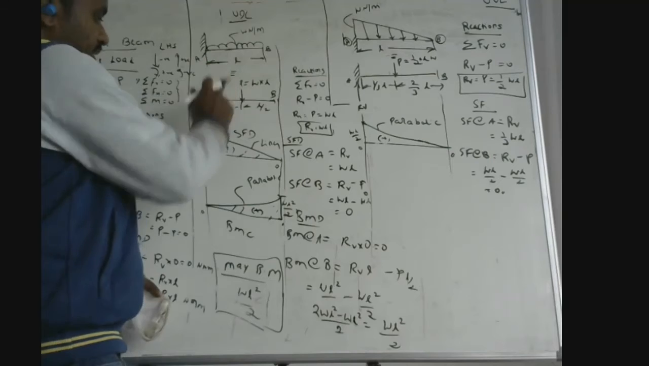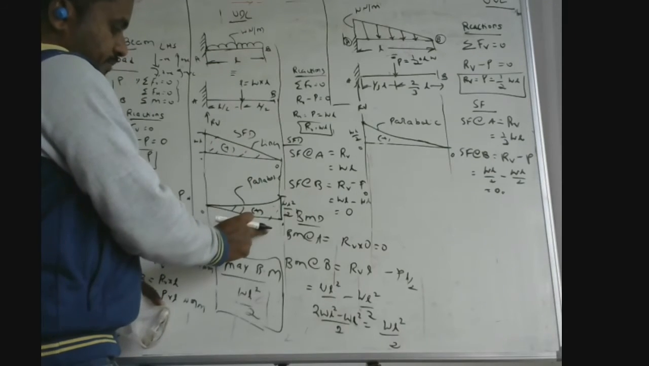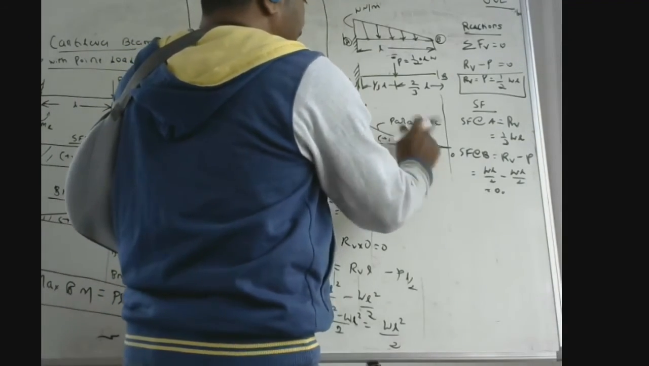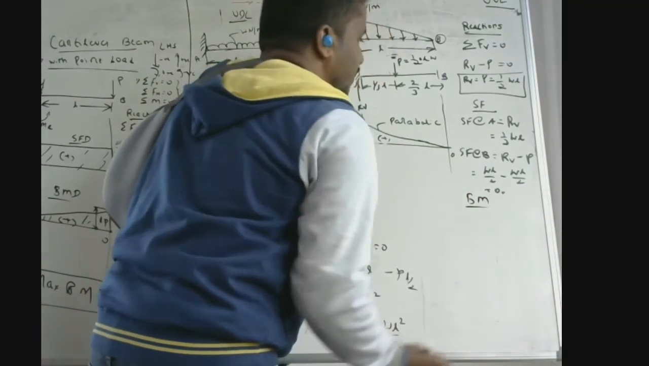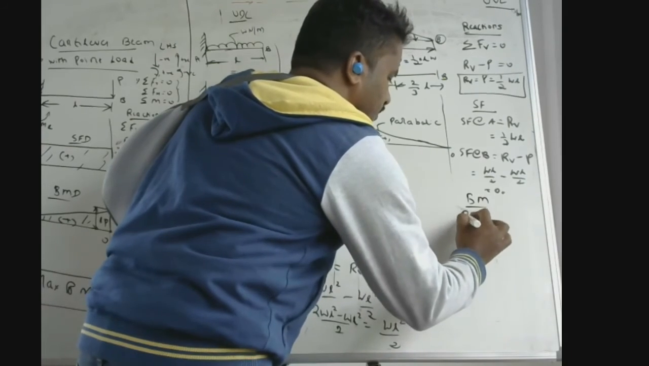So in the UDL case, shear force is linear, as bending moment is parabolic. In case of UVL, shear force is parabolic. Let me see the bending moment. For the bending moment, I need to take the moment at the section.